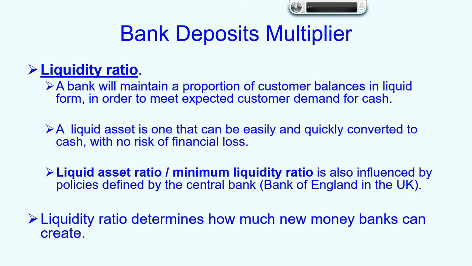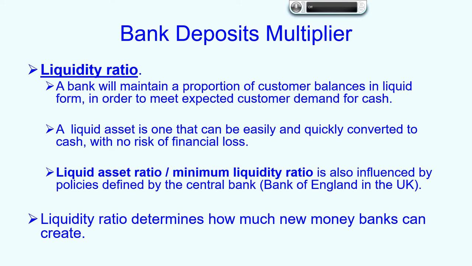So just to review key terms, liquidity ratio. A bank maintains a proportion of customer balances in liquid form in order to meet expected customer demand for cash. If it doesn't have sufficient cash to meet customers' demands when the depositor wants the money, it could lead to a run on the bank, as depositors might think the bank is short of cash and unable to repay. So it's important for the bank to maintain sufficient liquid assets to meet customer requirements.